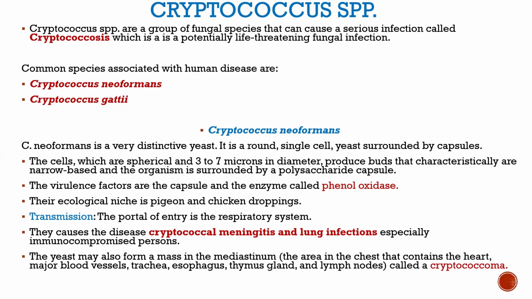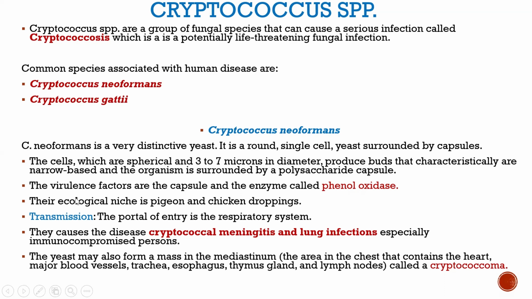So Cryptococcus neoformans is a very distinctive yeast. It's a round single-cell yeast surrounded by a capsule. The cells, which are spherical and 3 to 7 microns in diameter, produce buds that characteristically have a narrow base, and the organism is surrounded by a polysaccharide capsule. This capsule acts as a virulence factor when the organism wants to invade the human host. It helps them evade the human immunity trying to fight it, and it aids them in invading their host. They also produce an enzyme called phenol oxidase, which is another virulence factor that helps it cause infections in humans.